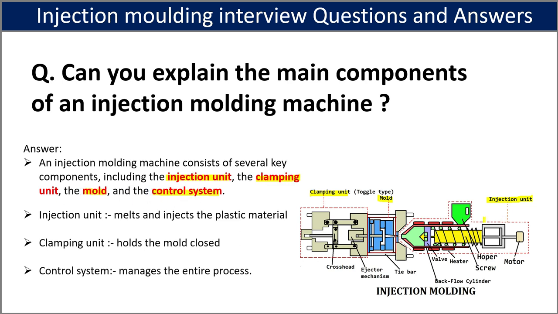In the injection system, we are melting the material and injecting the plastic material into the mold. The clamping unit holds the two mold halves together firmly. And the control system is used to manage the entire process, like cooling, opening and closing, and injecting the material. All those things are controlled by the control system.